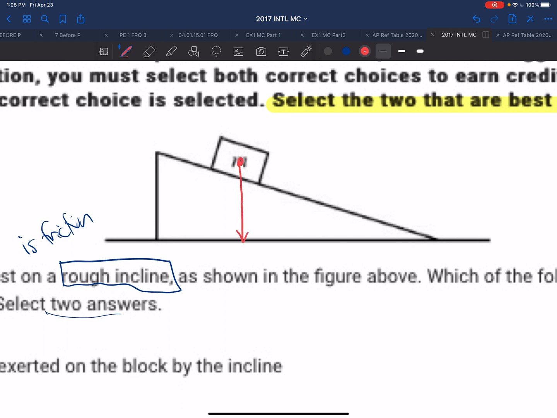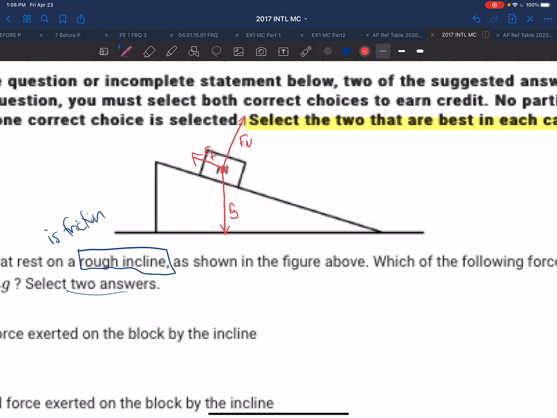We have Fg, the force normal, and the force of friction, which is acting in that direction. Force normal, force of friction. Now we can break these down into their components. That means that force normal will be the same size. Force of friction will be the same size. The force of gravity perpendicular is that component, and the force of gravity parallel is in that direction.